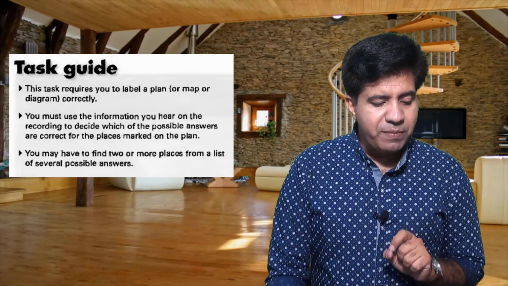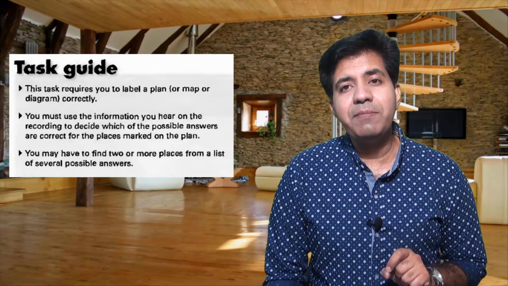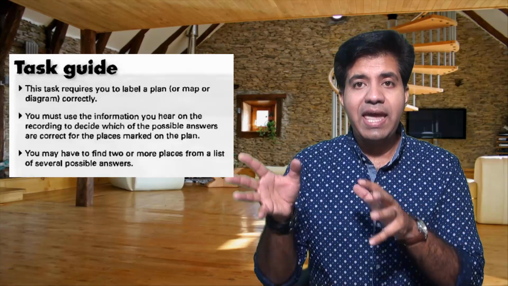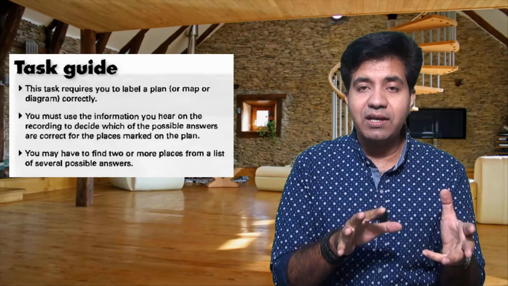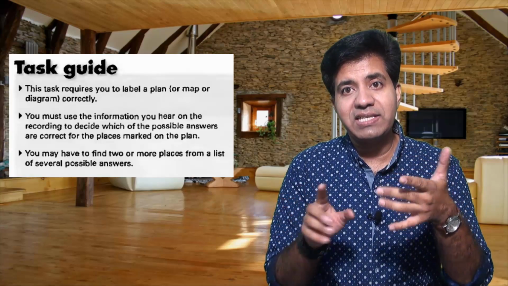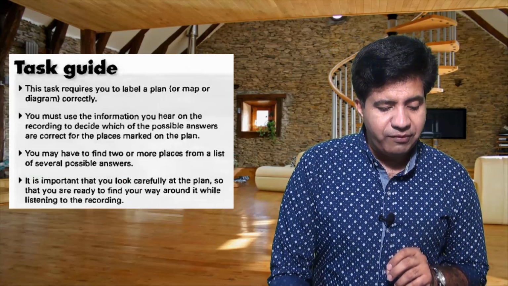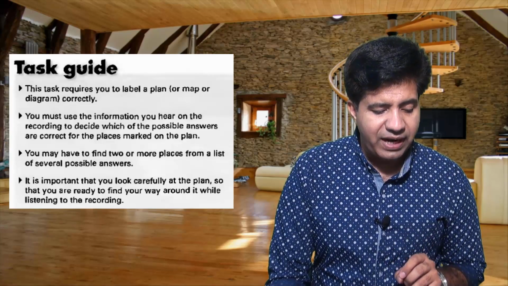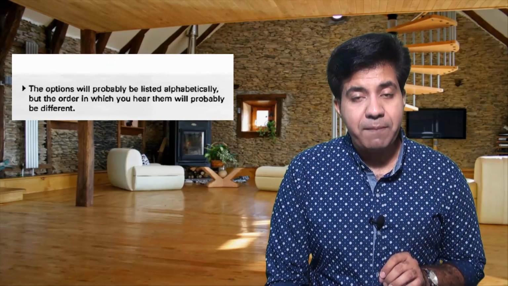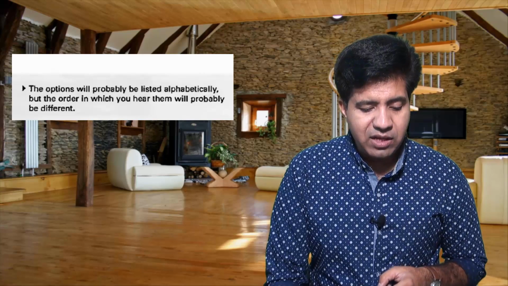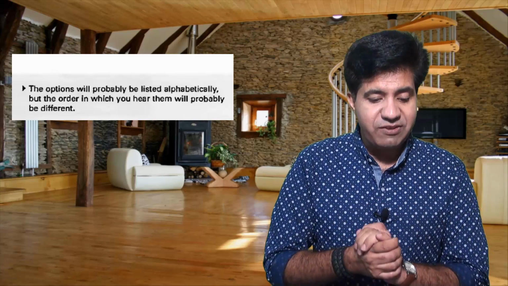You may have to find two or more places from a list of several possible answers. There can be a list of 6 or 7 possible answers, and from there you have to pick 2 or 3 or 4 answers which are correct, and you don't need to write the words, you will only write the letter like A, B, C, D, E. Next, it is important that you look carefully at the plan so that you are ready to find your way around it while listening to the recording. The options will probably be listed alphabetically like A, B, C, D, but the order in which you hear them will probably be different.